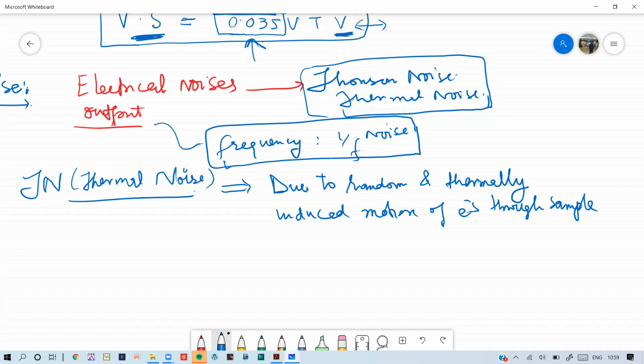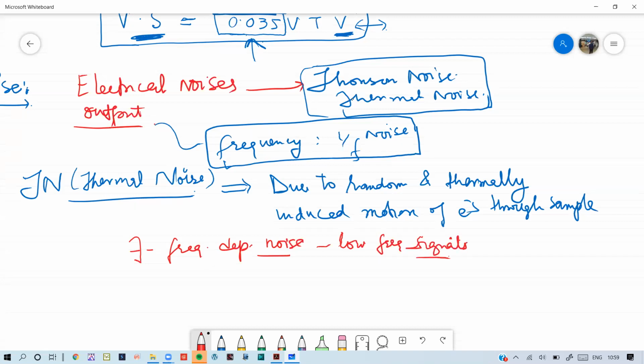There may also be a frequency dependent noise. There also exists sometimes a frequency dependent noise at low frequency signals, when you have low frequency signals. This is also called 1/f noise, or flicker noise.